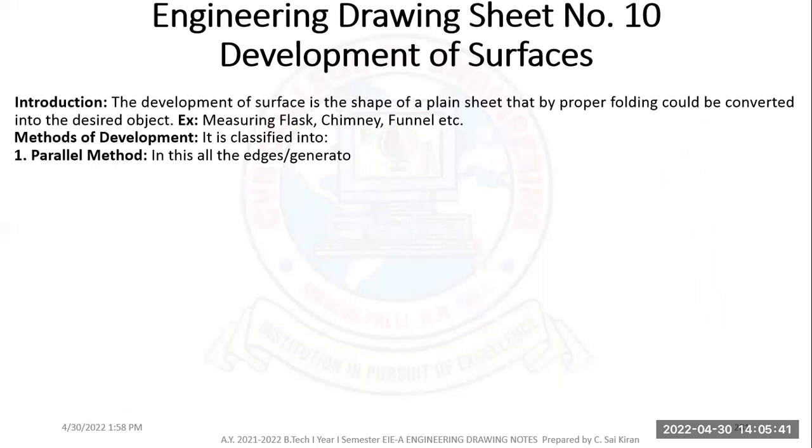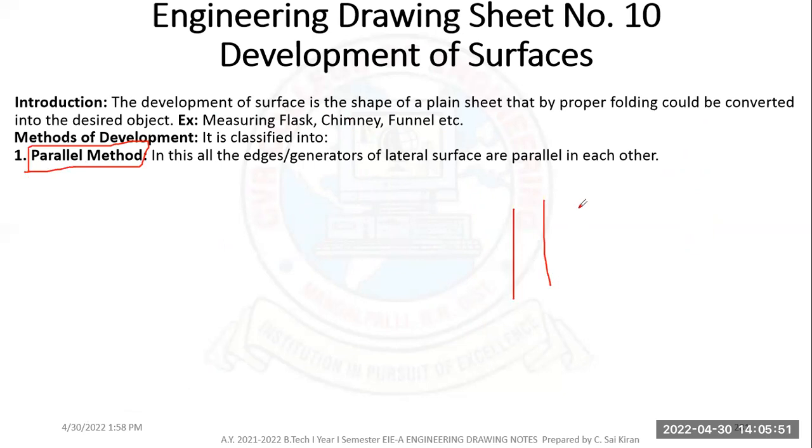Okay, so methods of development: there are different types of methods of development. First is the parallel method. What are the lines you are drawing? All the lines are parallel. Initially I have shown this example, all these lines are parallel, so it is a parallel method. And in this case, all the edges or generators of the lateral surface are parallel to each other.